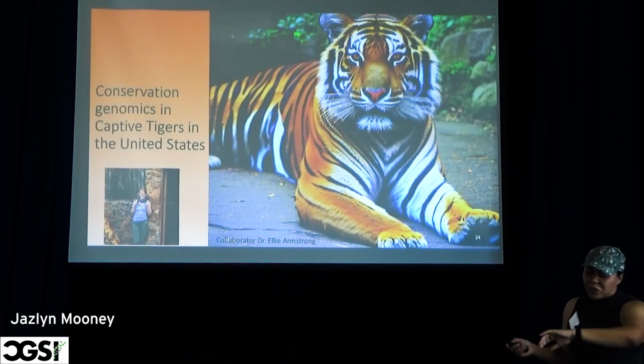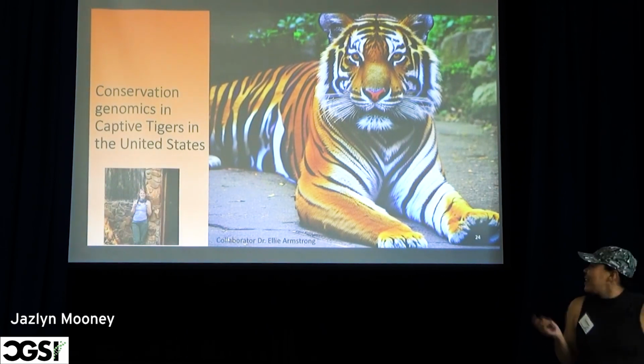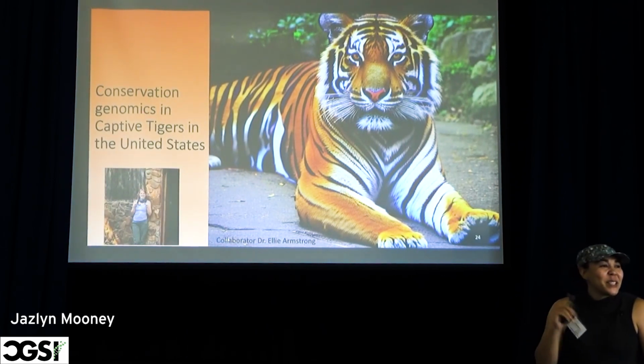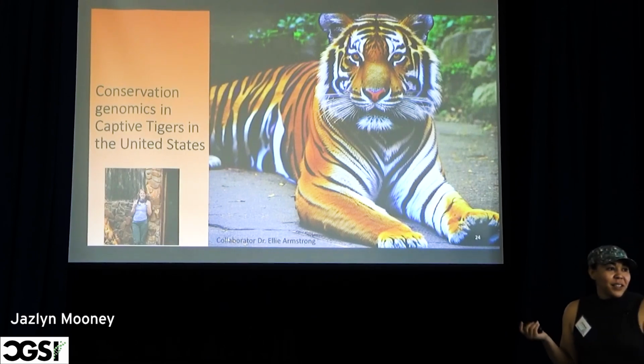Let's kind of switch gears for the last 10 minutes, and let's talk about captive tigers. So this is my AI tiger, but it turns out you can go anywhere in the world and look at a tiger, and they all look like this. You would never know what its genetic background is just by looking at the tiger. Phenotypically, they all look the same.